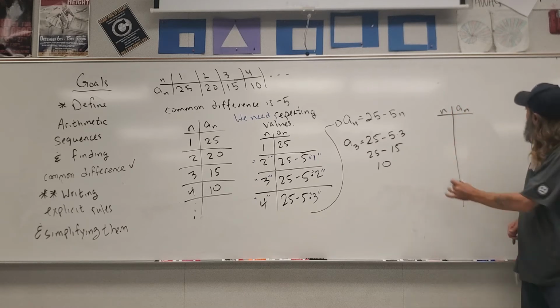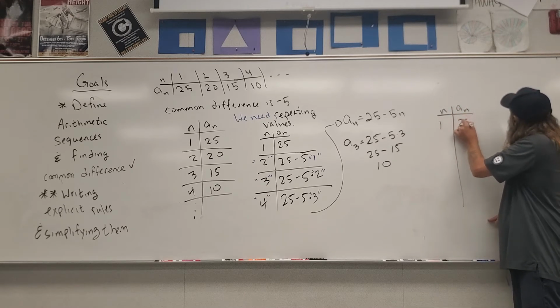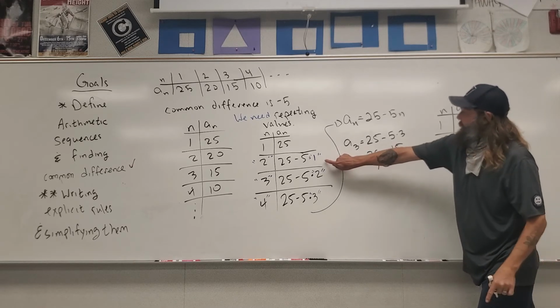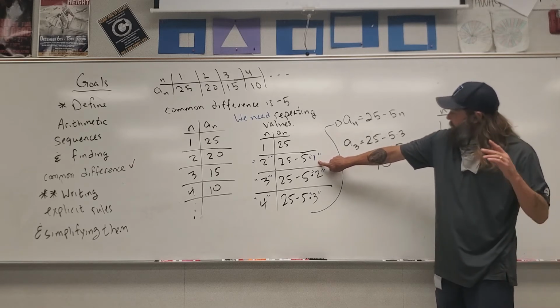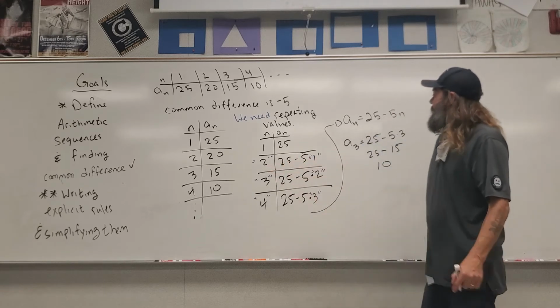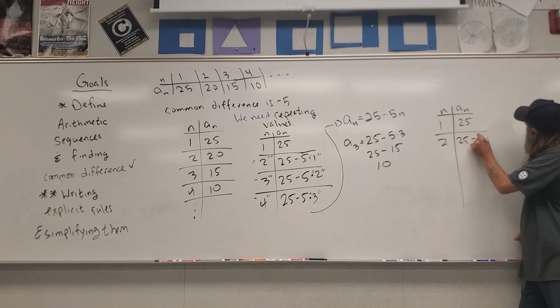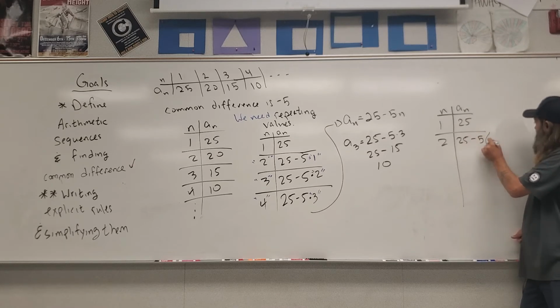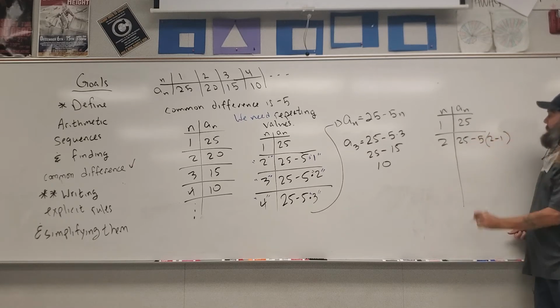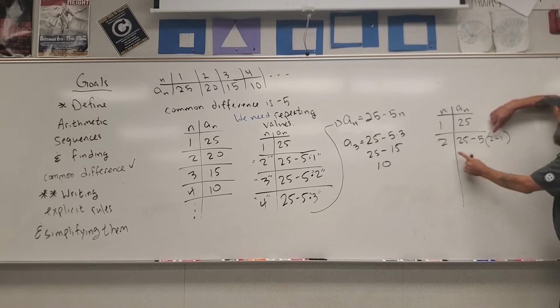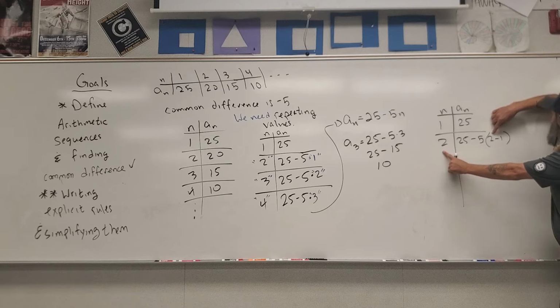All right, so 1 and 25. I need to use a 2 on this line, but I need the value of 1. So how do I get the value of 1 using the number 2? Well, we're going to write it like this: 25 minus 5, and then 2 minus 1. I still have the value 1, but now I have my repeating values.